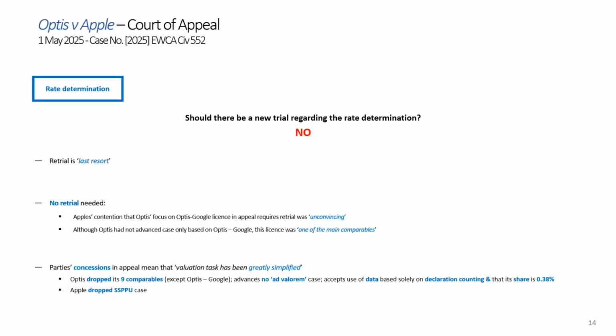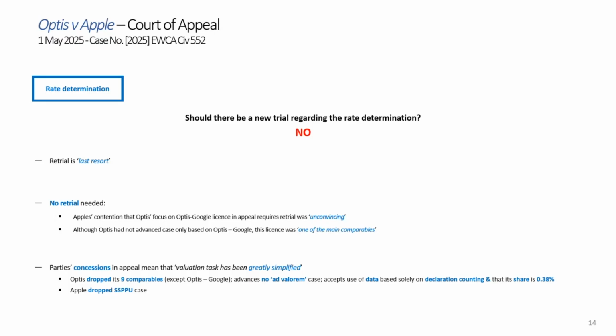For example, Optis in the appeal proceedings relied only on one license agreement, which was the Optis Google license. It did not require any more an ad valorem rate, and it did not contest also the share of its portfolio in the overall stack. On the other hand, Optis had dropped the SSPPU case in the appeal proceedings. So the court thought that now it was in a position to do the determination itself and did not need to send the case back to the High Court.